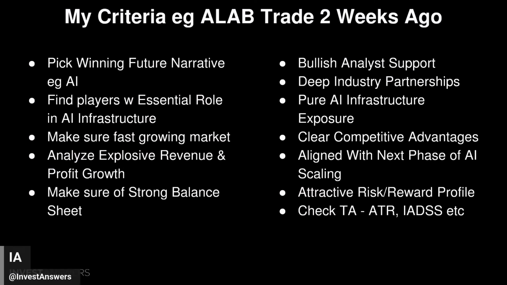Find the players with an essential role in the space that are going to crush it, that build mission critical stuff like connectivity for hardware for AI data centers, which is this particular company, because AI data center build out is going to continue and ALAB is going to continue to crush it. Make sure they're very fast growing. They have triple-digit year-over-year revenue growth, and they had made a massive shift from a loss-making company to a very strong, profitable company with no debt and a crushing balance sheet, over $1 billion in cash, I think, and a huge cash flow. So they have everything going for them.